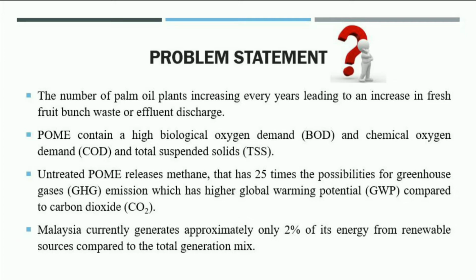Methane release from POME has been one of the most critical sources of global warming. Untreated POME releases methane that has 25 times the potential for greenhouse gas emissions, which is a higher global warming potential compared to carbon dioxide. And Malaysia currently generates only approximately 2% of its energy from renewable sources compared to the total generation mix, with the target of reaching 20% renewable energy in the energy mix by the year 2025.